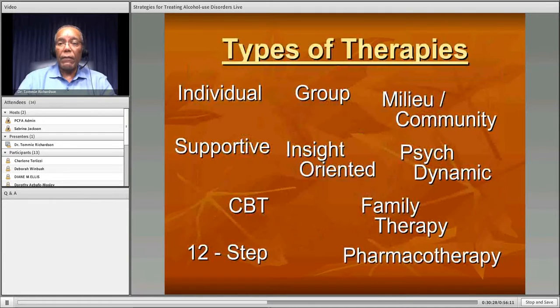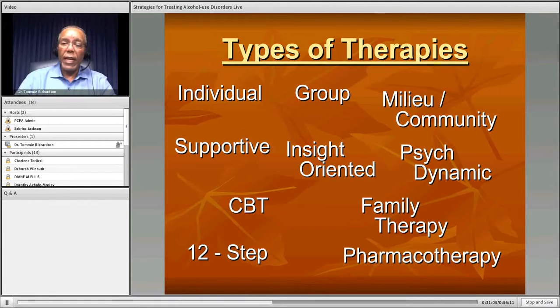The types of therapies we use: individual, group, and of course the milieu of the community, supportive. Insight-oriented is another approach. Some people use psychodynamics. We don't do a whole lot of that in treatment these days. But the major thrust of treatment for addiction is CBT, cognitive behavioral therapy. And as you know, cognitive behavioral therapy means I've got to change the way I think. And that's what takes time.